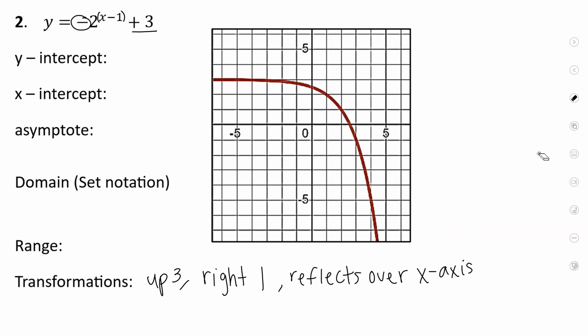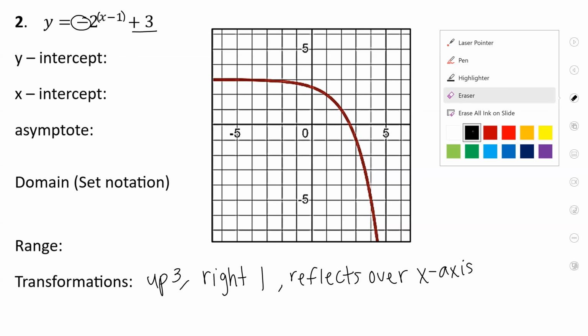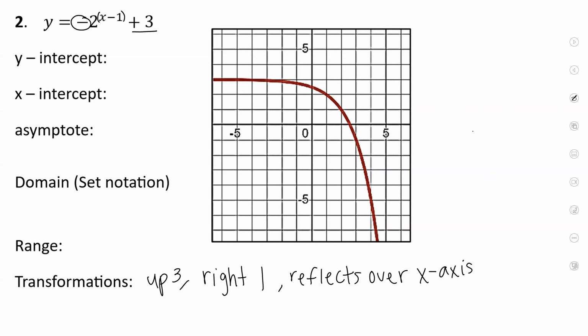All right, so let's go ahead and answer these questions. What is the y-intercept? It's right here. That's between 2 and 3. So what would you put? Good, 2.5. So I'm going to put 2.5. This is the x-intercept. Where is it? Also at 2.5. So this is 2.5.